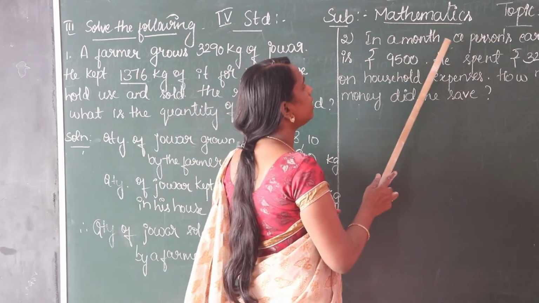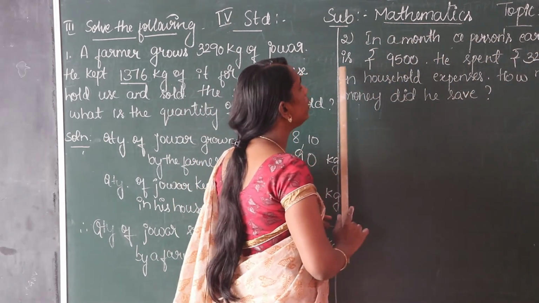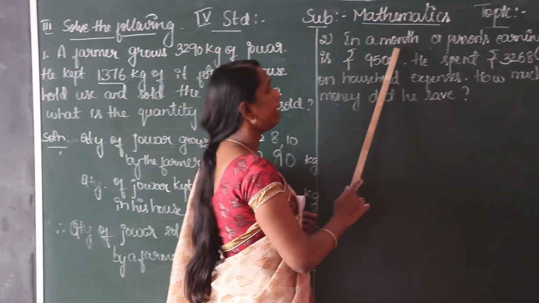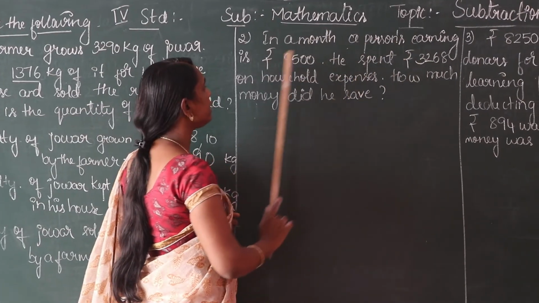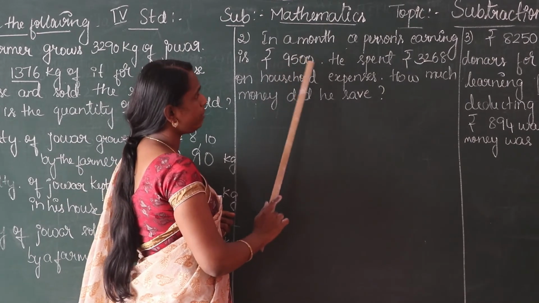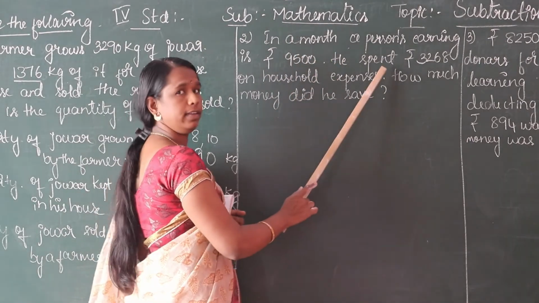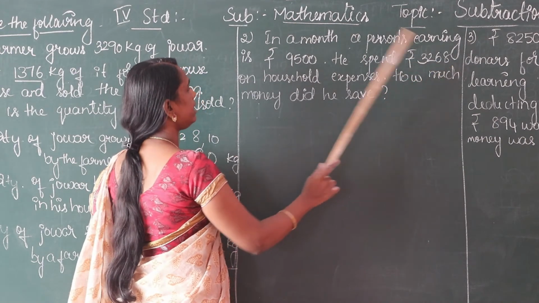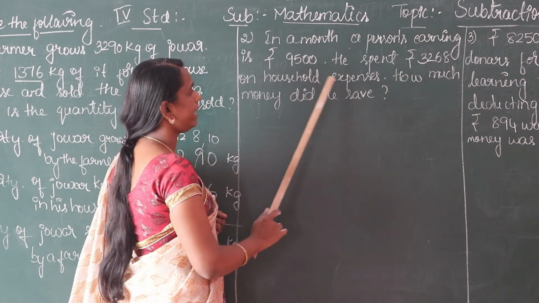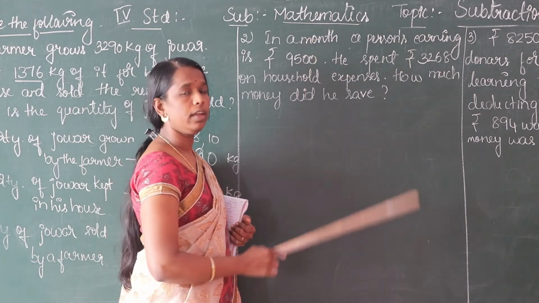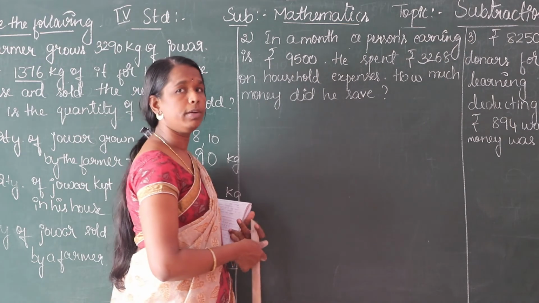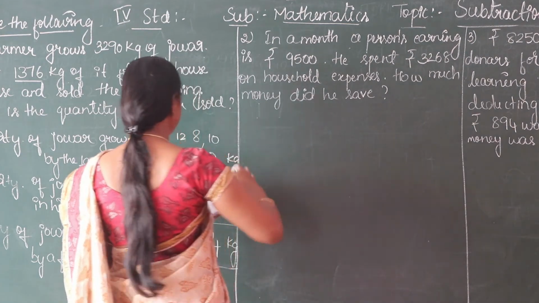So read the second sum. In a month, a person's earning is rupees 9,500. He spent rupees 3,268 on his household expenses. How much money did he save?